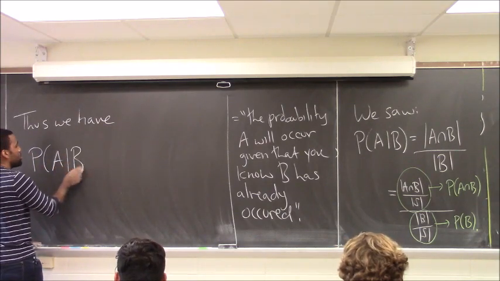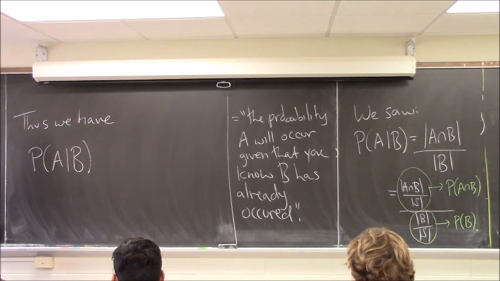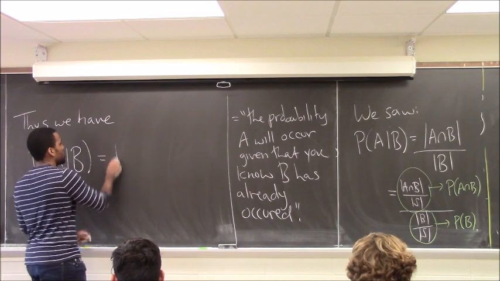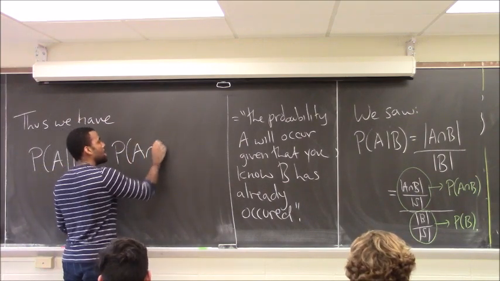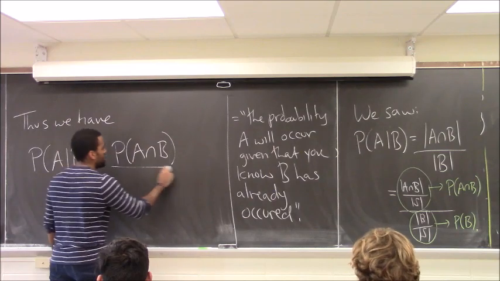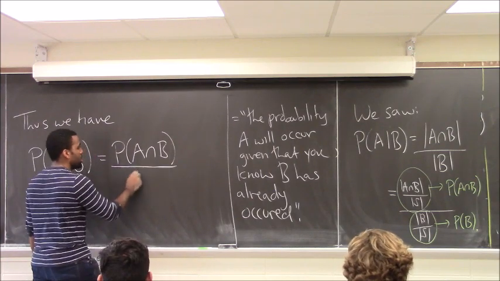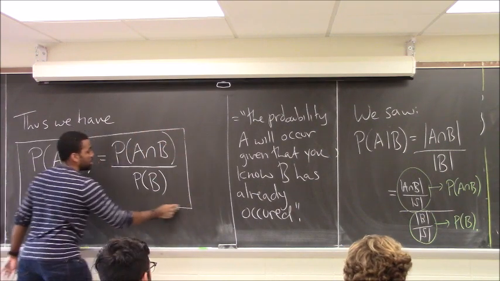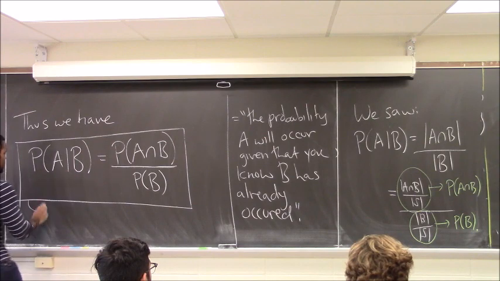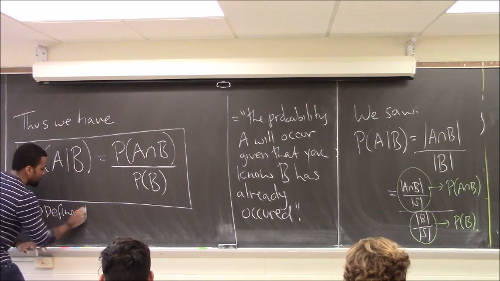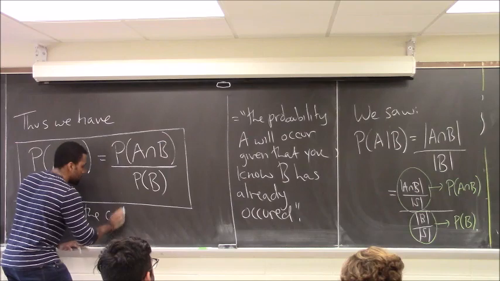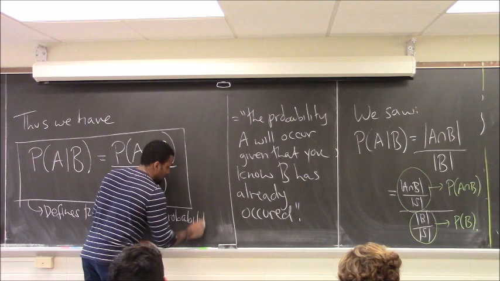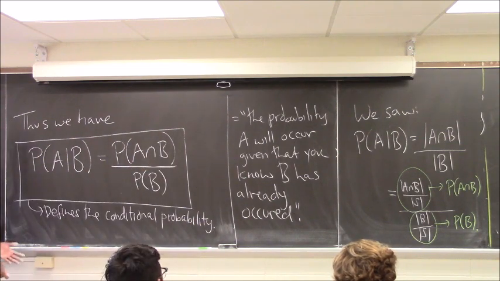The probability of A given B. What is the probability that A will happen given that you know some other event B already happened? Well, you're going to find the probability of A and B happening at the same time. Then you're going to divide by the probability of B happening. This is an important formula, and this is the formula that defines the conditional probability. Conditional probability is a big thing.